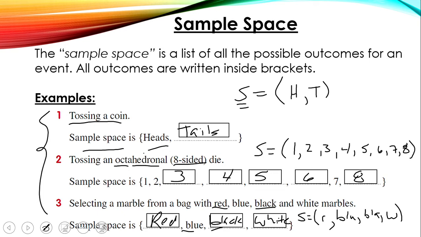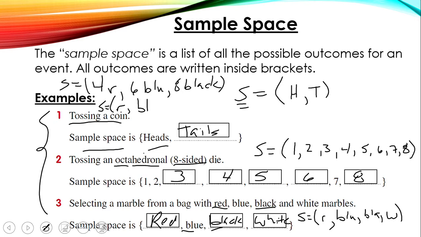If you had in your bag 4 red and 6 blue and 8 black, you don't actually have to write the numbers. You could just simplify that down to S equals red, blue, and black.